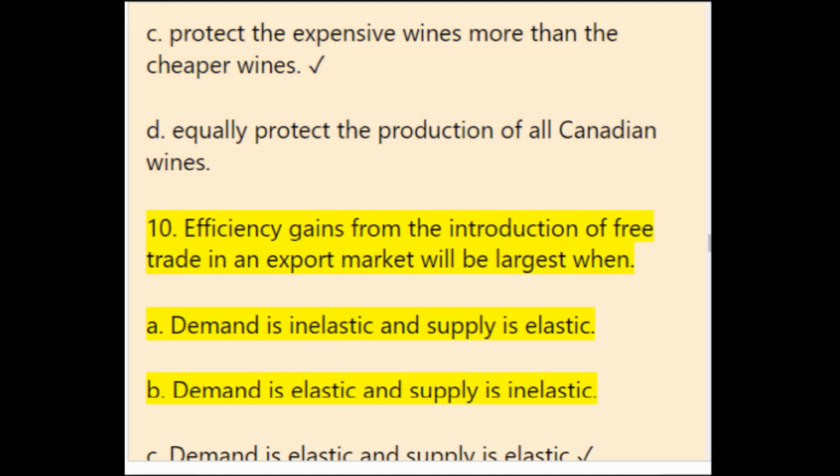10. Efficiency gains from the introduction of free trade in an export market will be largest when A. Demand is inelastic and supply is elastic. B. Demand is elastic and supply is inelastic. C.